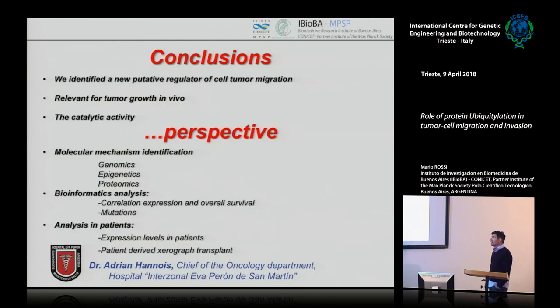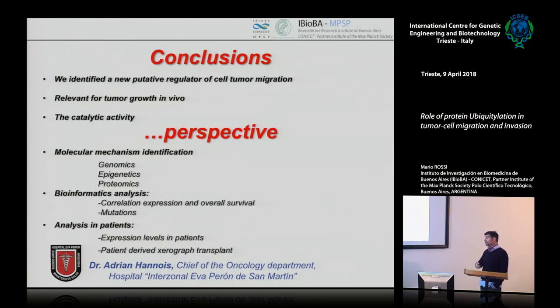So, conclusion: we have identified a new putative regulator of tumor cell migration, and we show that in vivo as well. It seems to have an important function related to its catalytic activity, which leads us to the fact that in the future we are also trying to collaborate with one company to figure out whether there are already compounds specific for USP19 that block it, and see if they have any effect on tumor growth.